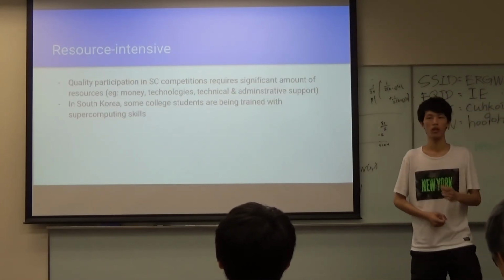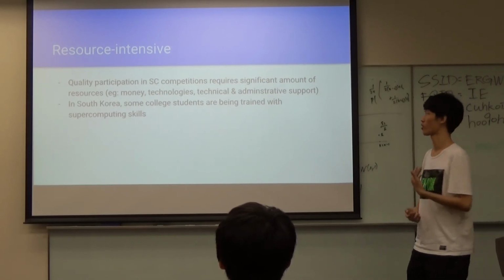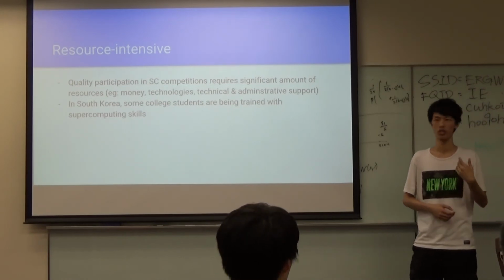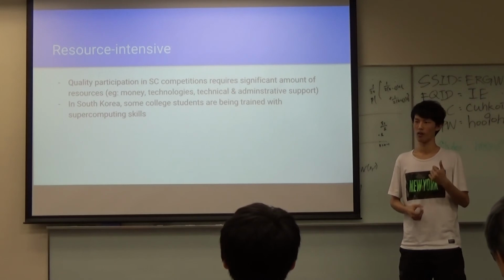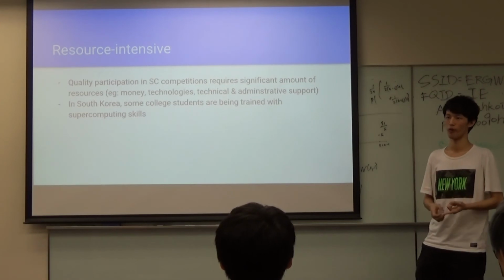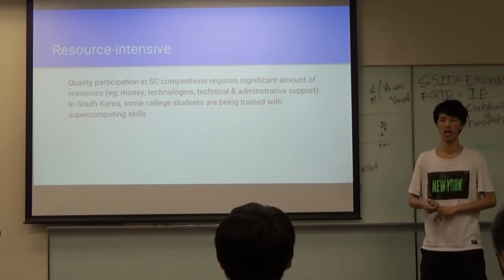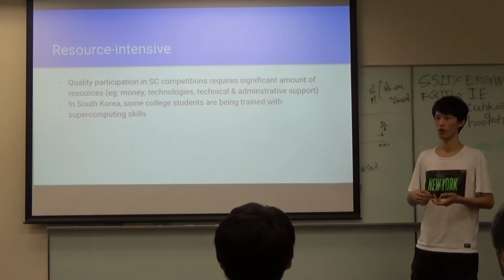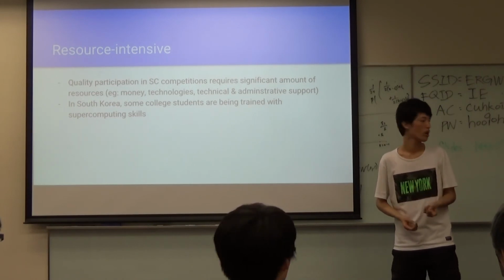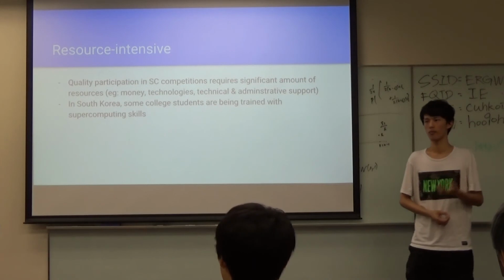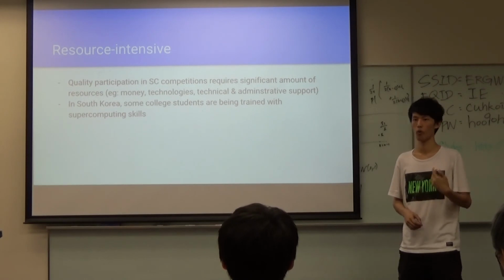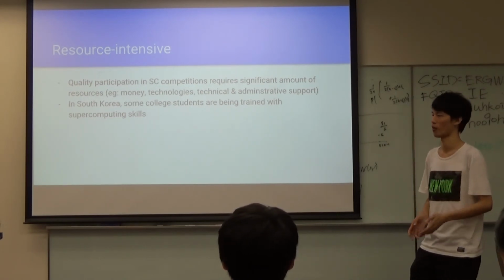And then, just as mentioned, participating in SC is actually quite resource intensive, because quality participation in SC needs a significant amount of resources. Money is the first concern, and then you need technologies backing your training or your courses. And you also need technical and administrative support because, of course, when we deploy our cluster inside CRHK, we need technical support to provide networking. And we also need administrative support so that we can communicate with the organizer and do all the logistics before we can go to the final round of the competition.